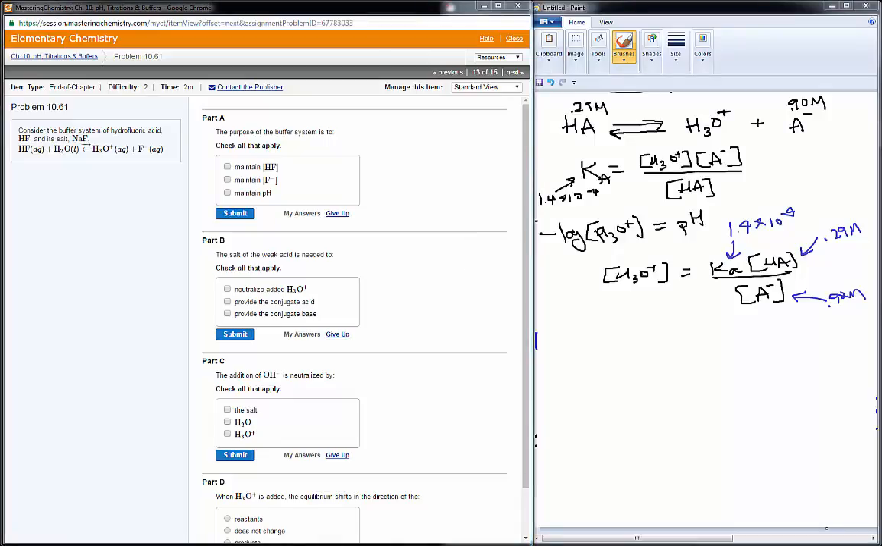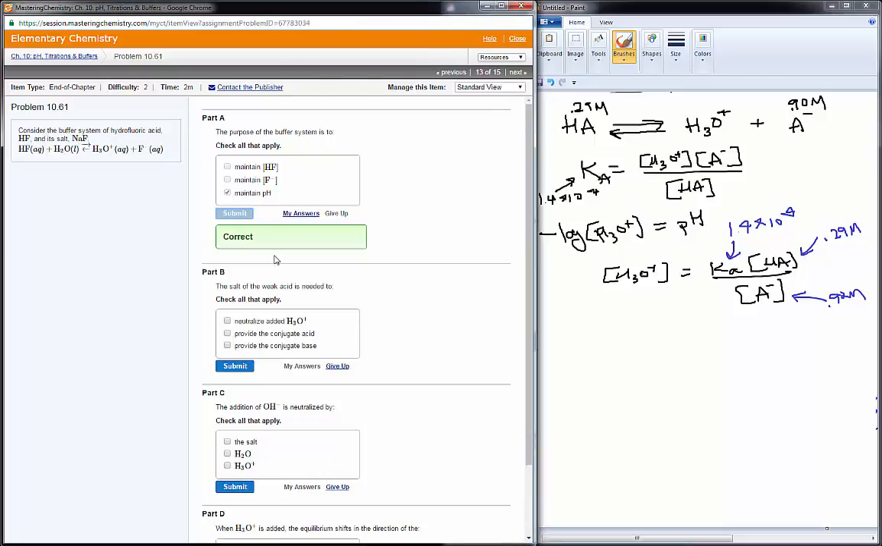So this next question is conceptual, and it's asking us, what is the point of a buffer? What does it do? Why do we have it? And the idea behind buffers and the way that we use them and the way our body uses them is that you have this equilibrium between a weak acid and its conjugate base. If I added a very strong acid, it would react with the conjugate base to form more weak acid. And if I added a very strong base, it would react with the weak acid to form more conjugate base. So it converts all strong acids and bases to weak acids and bases and maintains pH within a much more narrow range than you would get otherwise. So the purpose of the buffer system is to maintain the pH.